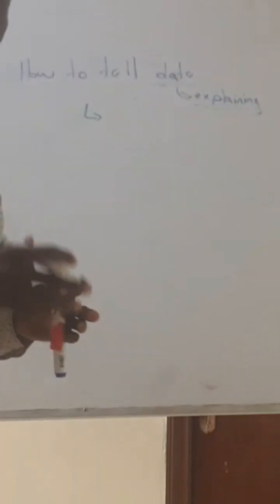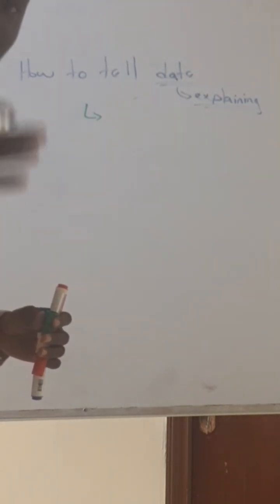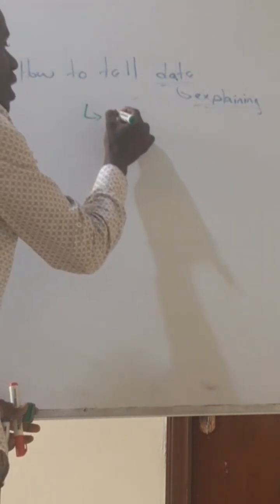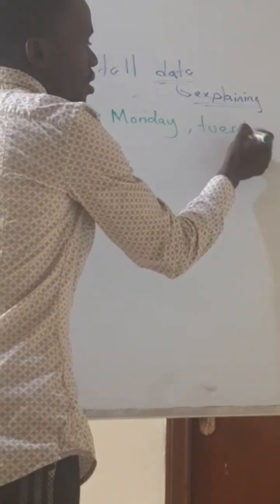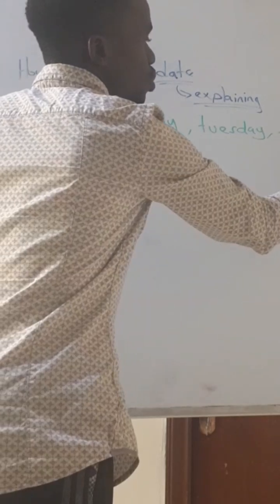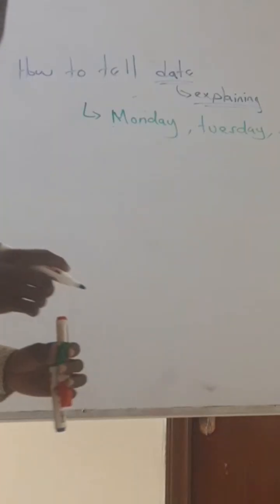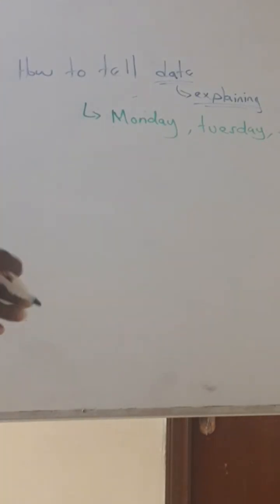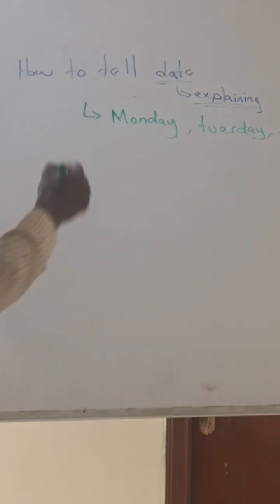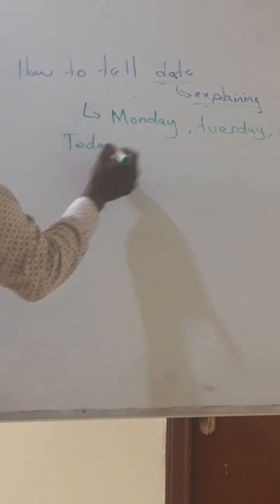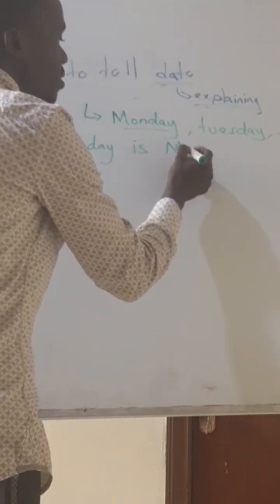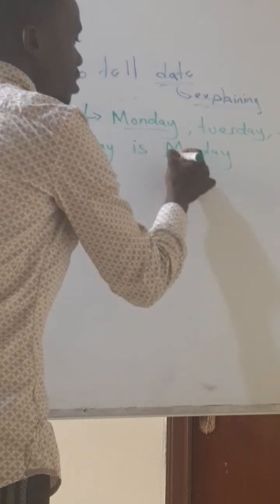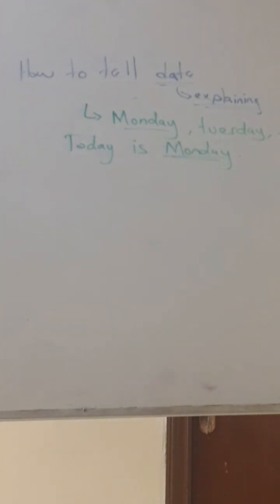Olunaku. Remember we looked at days last time. So for example, we have Monday and Tuesday. Okay, up to what? Up to Sunday. Monday, Tuesday, up to Sunday. For instance, today is, for example, today is Monday. Okay? So today is Monday. You are saying that the day today is Monday.